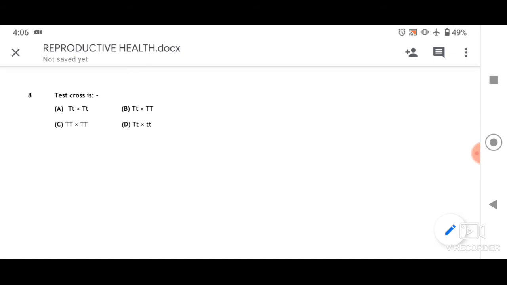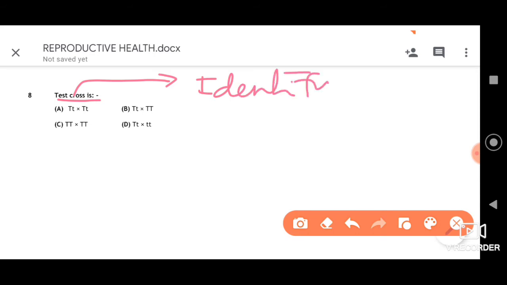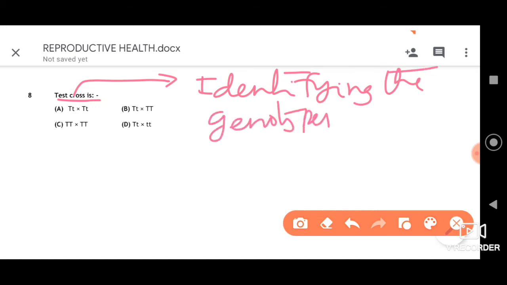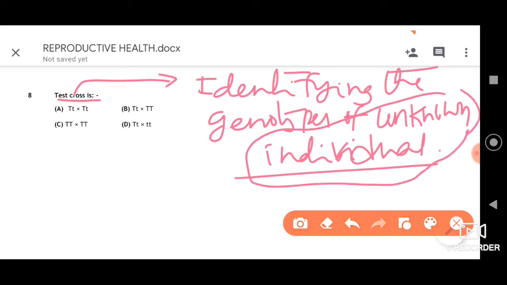Next we have test cross. First of all, let me tell you the definition of test cross. It is a method for identifying the genotype of an unknown individual. This is the definition of the test cross. We can easily understand the genotype of an unknown individual, in fact identify it very clearly.